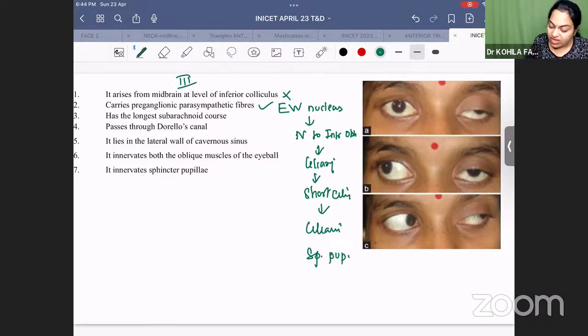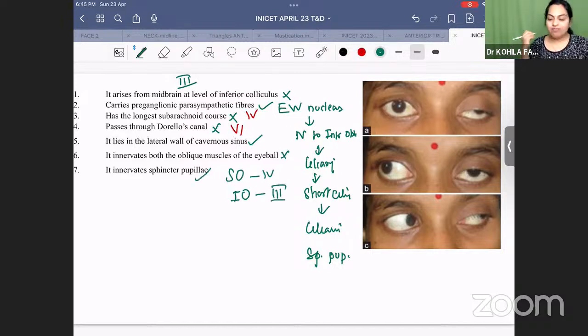Which cranial nerve has the longest subarachnoid course? The fourth cranial nerve. Very good. Which nerve passes through Dorello's canal? Sixth cranial nerve. Right? What lies in the lateral wall of the cavernous sinus? Of course, the third and fourth nerves, the ophthalmic division, then the oculomotor and the trochlear. Does it innervate both the oblique muscles of the eyeball? Superior oblique is innervated by the fourth nerve. Inferior oblique is by the third cranial nerve. Of course, it supplies sphincter pupillae.